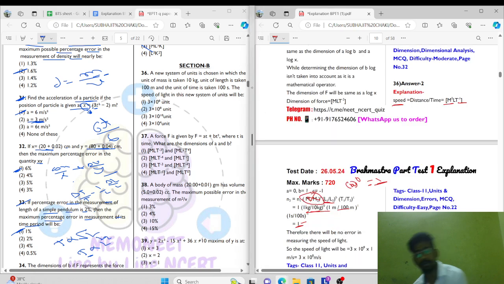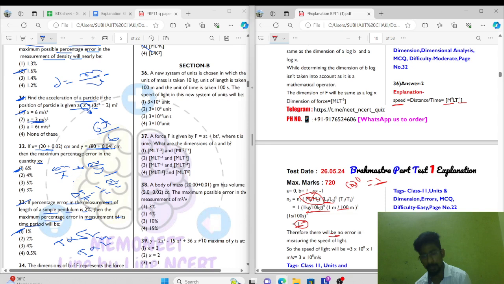So as the factor is 1, if you multiply it with the real value of the speed of light in vacuum, that is 3 into 10 to the power 8 meter per second, it will remain the same, because multiplying something with 1 does not change the value.